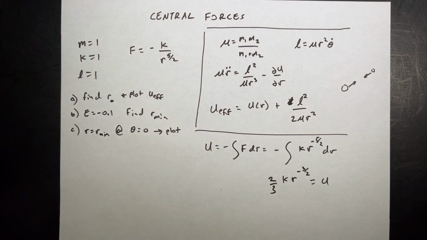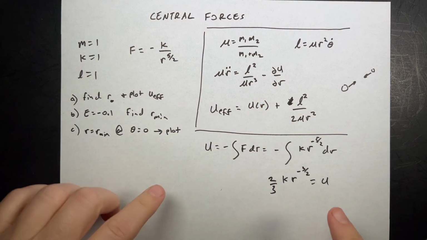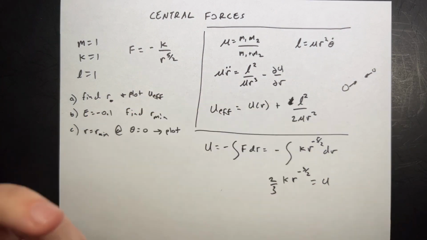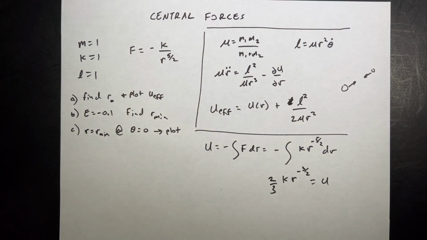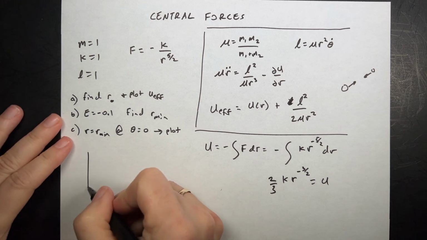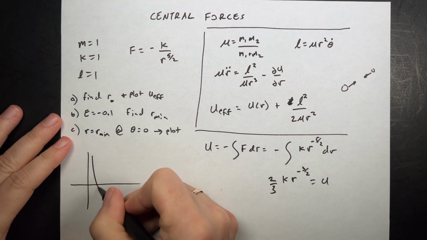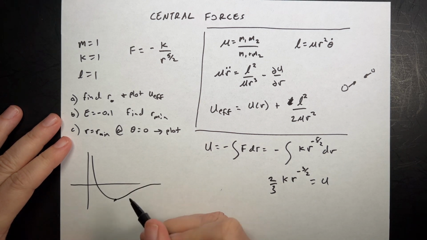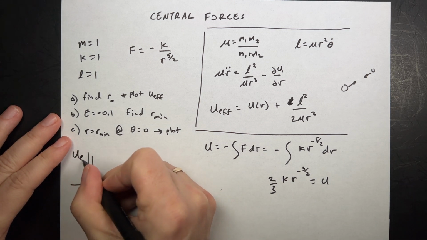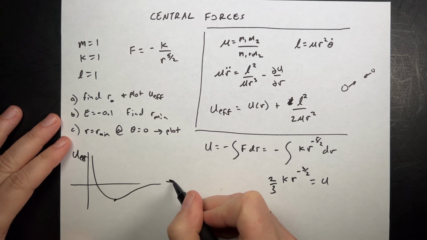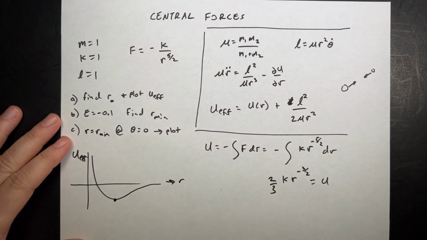I'm going to plot that. Okay. So this plus that is U effective. And where would there be a minimum? Well, there would be a minimum. Let's just sketch it, right? It's going to look something like this. The minimum's down here. This is U effective as a function of r. And so the minimum is right there.